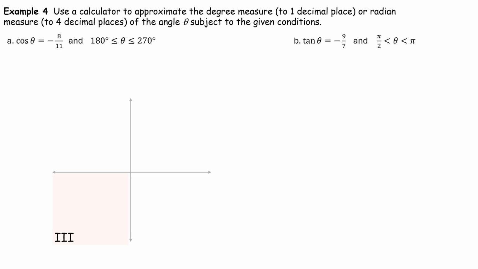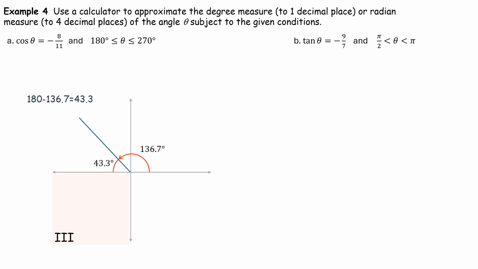So if you punch in negative 8/11ths and you hit inverse cosine, your calculator is going to give you 136.7, because that's in the range for inverse cosine. But that's not in the third quadrant. You want the angle that's in the third quadrant that has that cosine. And that angle will have the same relative or reference angle that this one does, 180 minus 136.7. So that angle is 43.3.